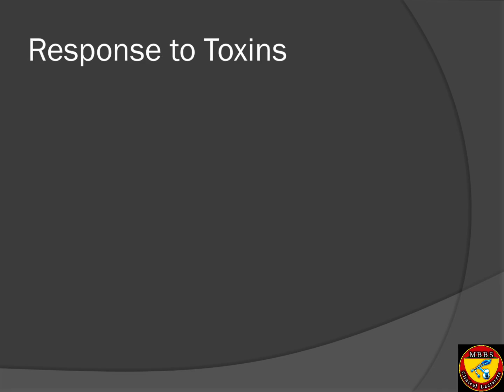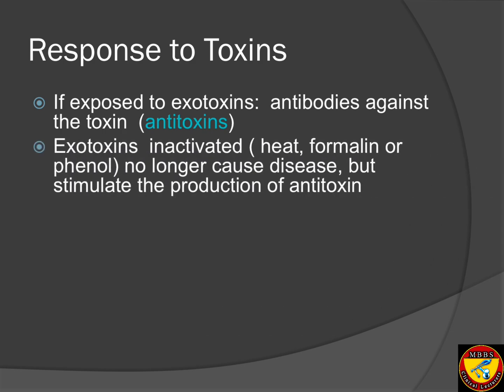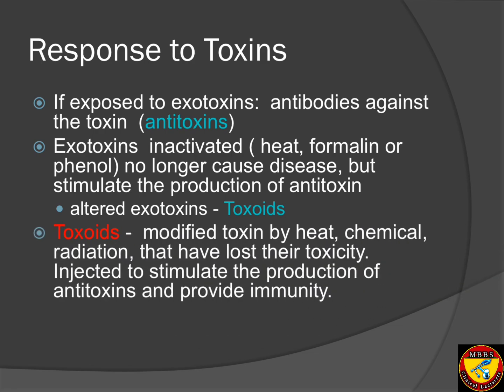So, what happens after the toxins are released? What is the response to toxin? If the exotoxins are released, antibodies against the toxins, antitoxins, are produced by the cells. And when these exotoxins are inactivated by heat, formalin or phenol, they no longer cause disease. That's why we said these are heat labile. But they can still stimulate the production of antitoxin. That is why this property is used in forming toxoids, so that these toxoids can lead to production of antibodies.